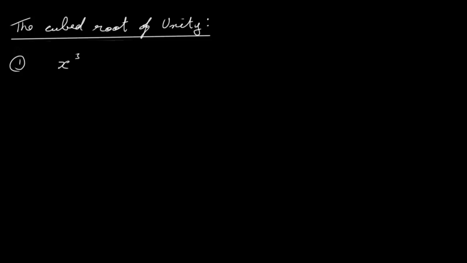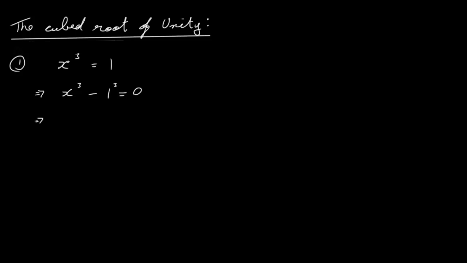So if we take, for example, x cubed is equal to 1, we want to find a cube root of 1, so we just solve this. What I'm going to do is bring the 1 over to the other side. So first, x cubed minus 1 is equal to 0. Now the 1 here is just 1 cubed, and we know we can factorize x cubed minus 1 cubed.